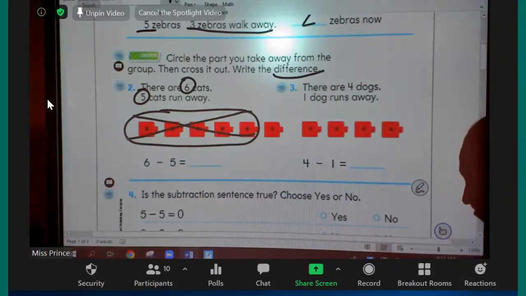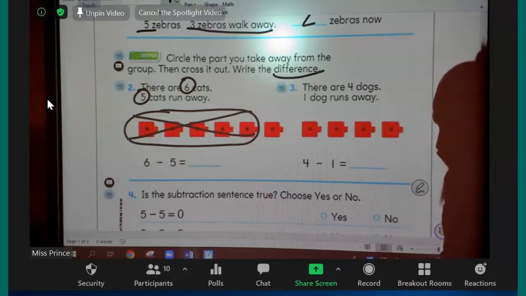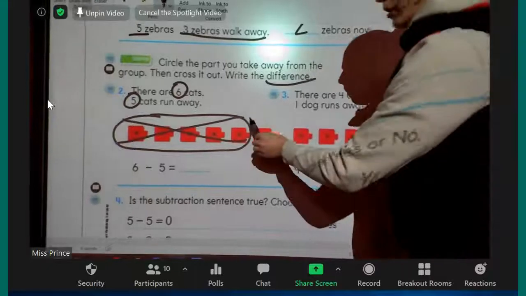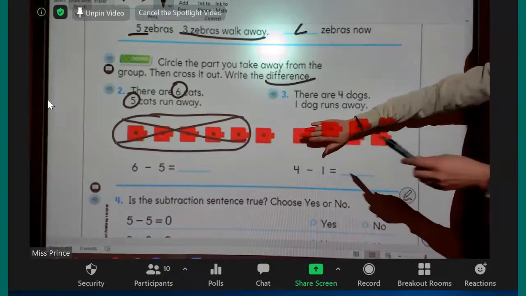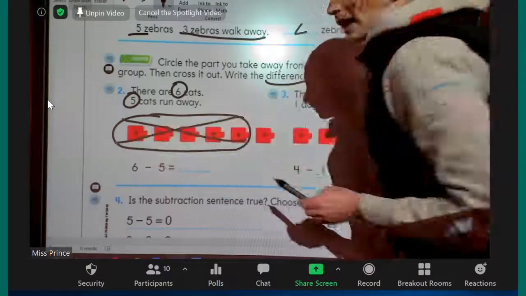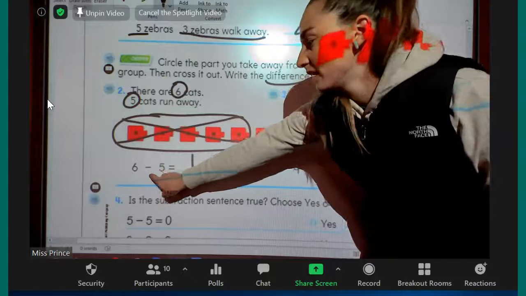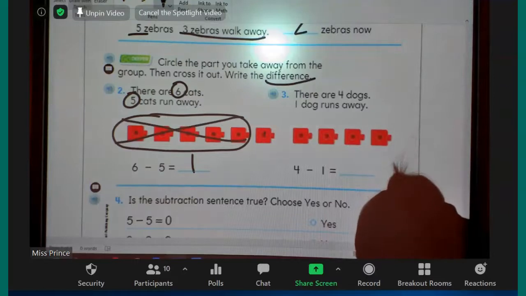Jose, how many cats are left now? This is for you, Jose. I just need to count it. So we crossed out 5. How many are left over now? It's just for this problem right here. 1. 1 left over. Good job. This one right here. So we would say 6 minus 5 equals 1. Good job, Jose. All right.